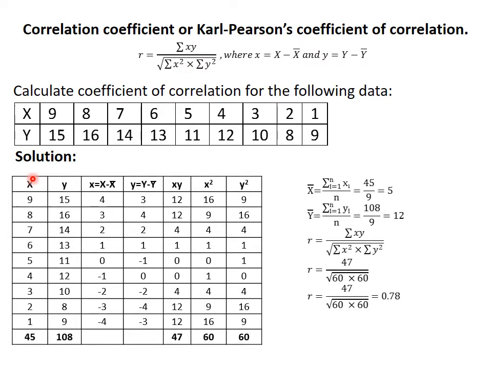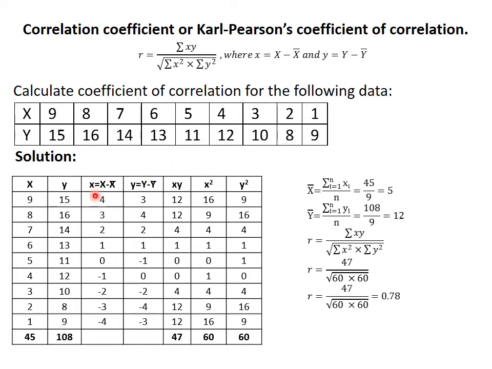Solution. First write the given values of x and y. For finding x bar, the formula is summation x divided by n. Summation x means we have to add up all the values of given x. When you add all the values, it is 45. So sum x is equal to 45, n represents the number of observations. The total number of observations in x is 9. So 45 divided by 9 is equal to 5. Similarly, you have to find the value for y bar. That is, you sum the values of y and divide by 9, and you get 12.